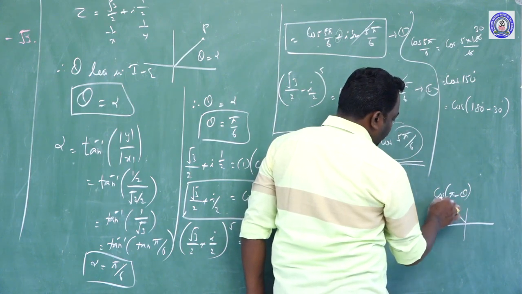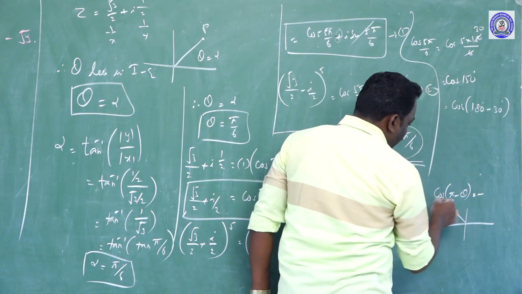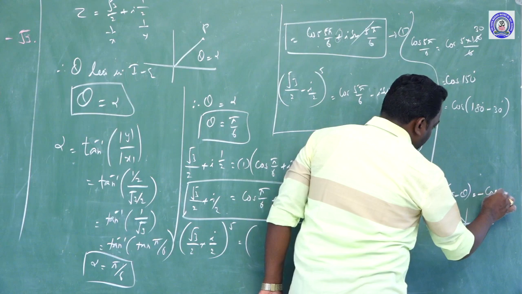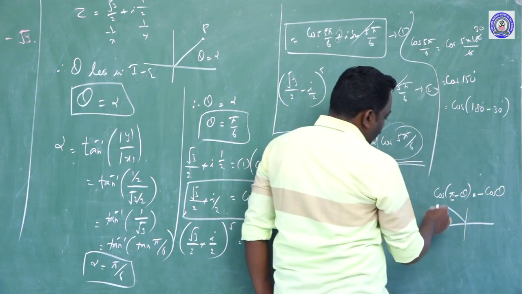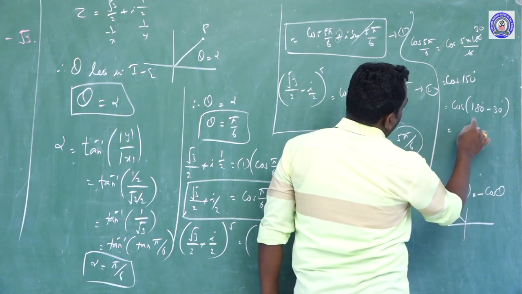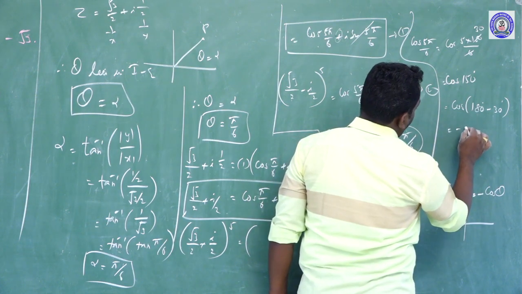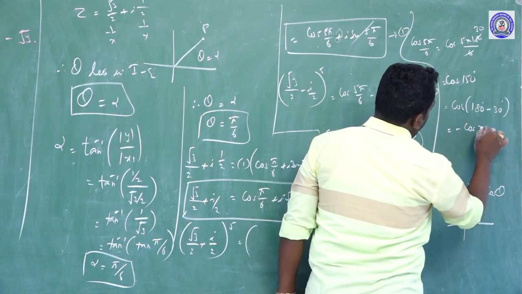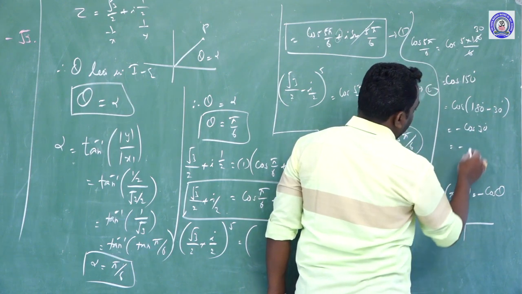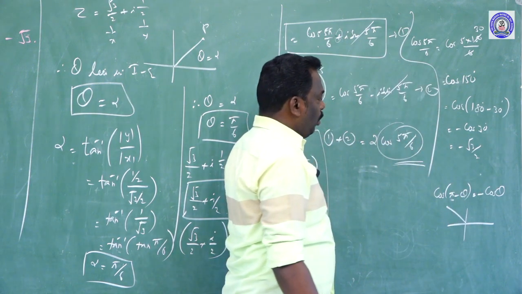In the second quadrant, the cos value is negative. Since it is a supplementary angle, the cos value stays the same as cos θ. Therefore cos(π − θ) equals minus cos θ. For a supplementary angle in the second quadrant, cos is minus. Therefore with θ equal to 30°, it is minus cos 30°, and cos 30° equals root 3 by 2.